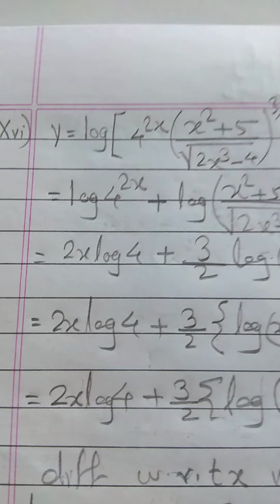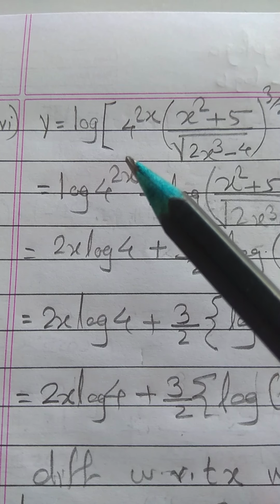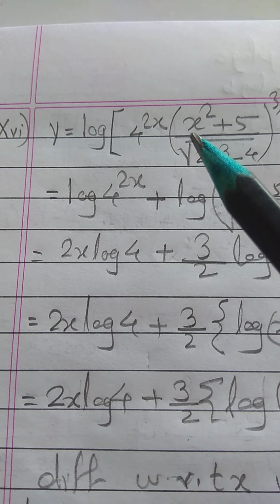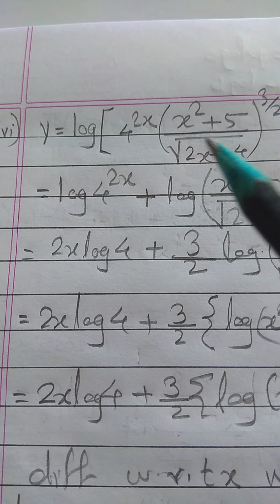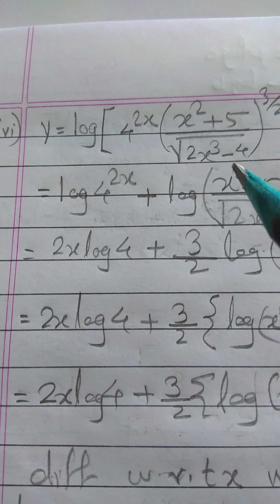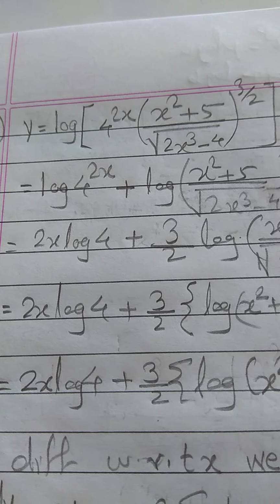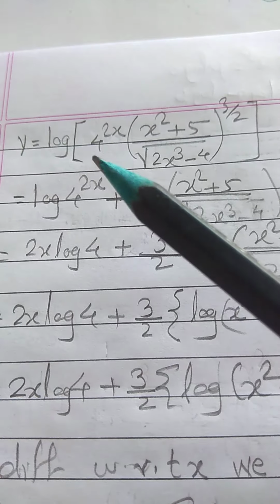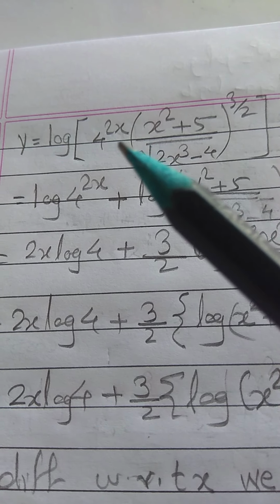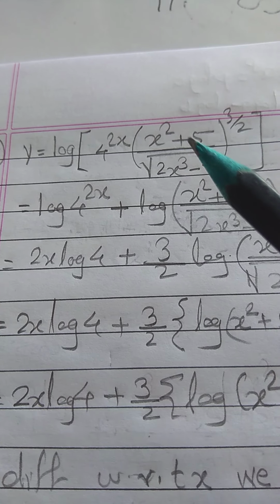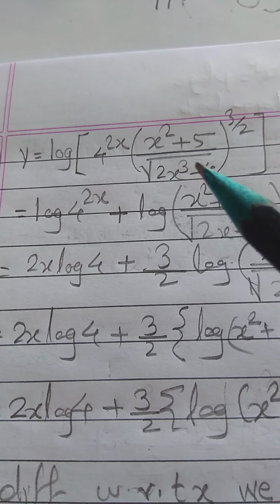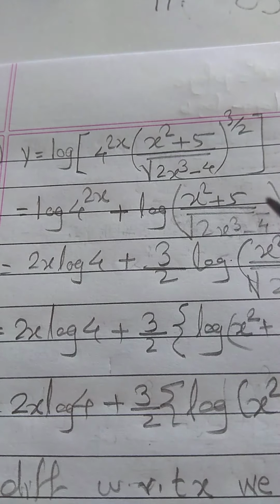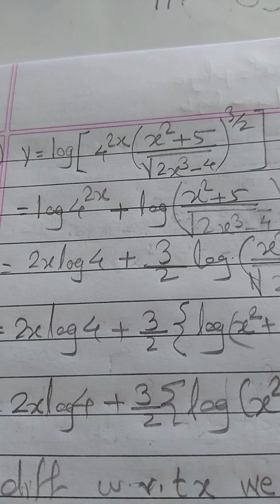Roman 16, y equal to log of 4 raised to x in bracket x square plus 5 upon root of 2x cube minus 4 raised to 3 by 2. We know that log of a into b is always equal to log a plus log b. So multiplication of the functions, log of that is addition of the logarithms.